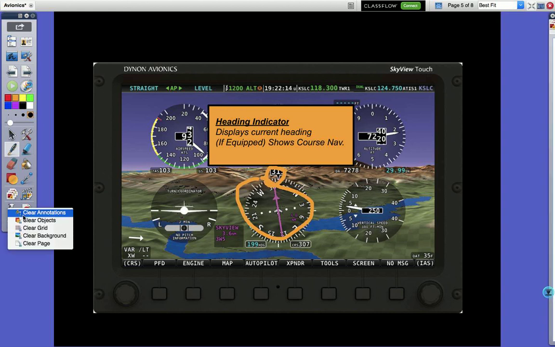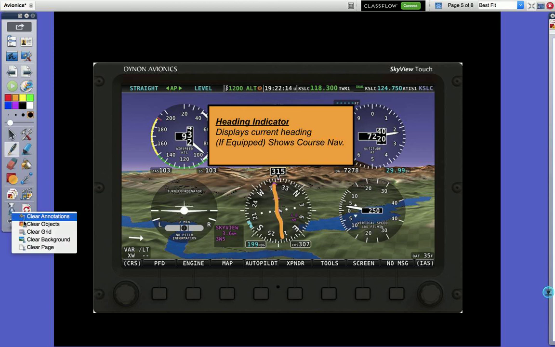Let me clear these annotations so we can see that a little better. Again, right here, this is the heading that you're actually going. Now, this little purple line, this is something that you're not going to get if you have analog instruments. These come with the digital instruments. This would be a totally separate instrument for that. This is the course that we have set from our Skyview navigation.